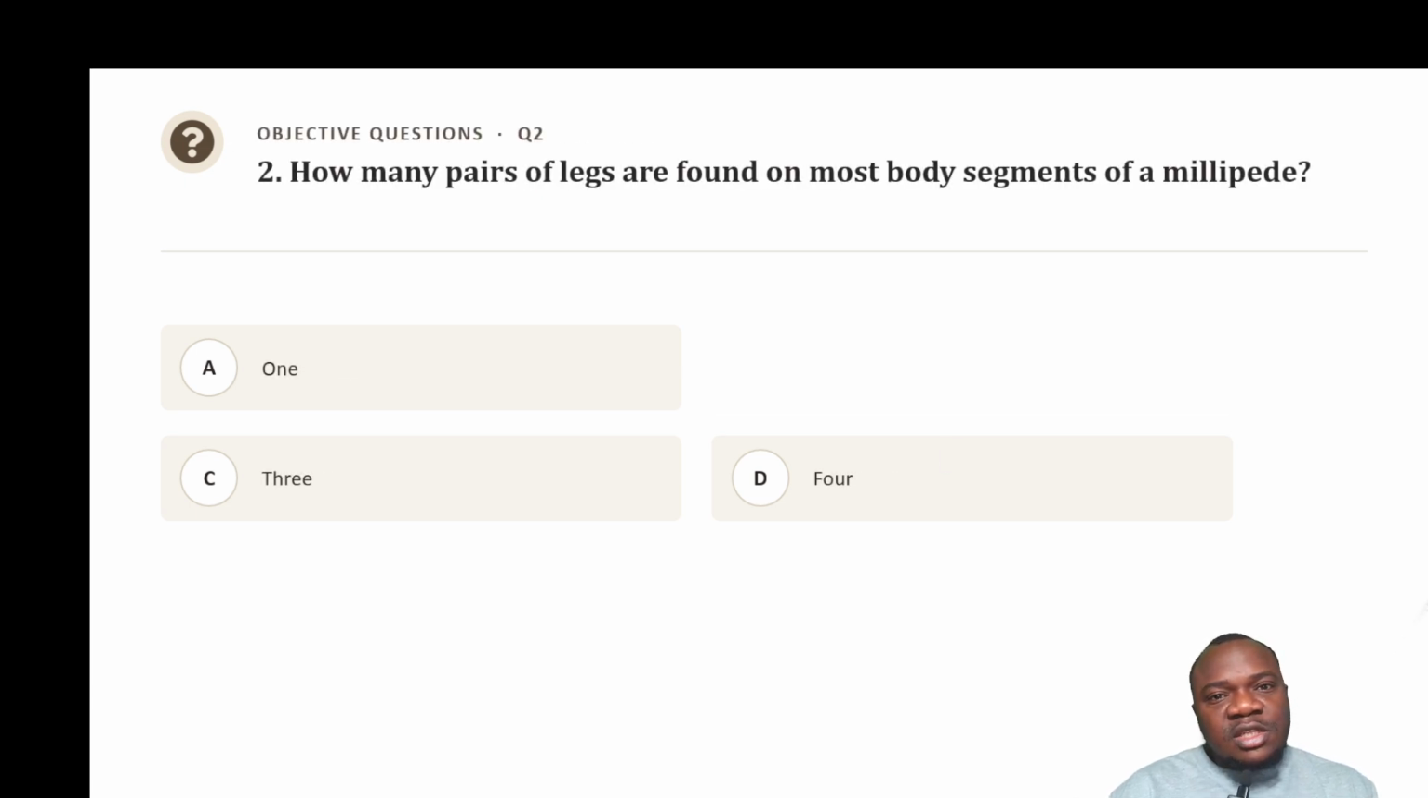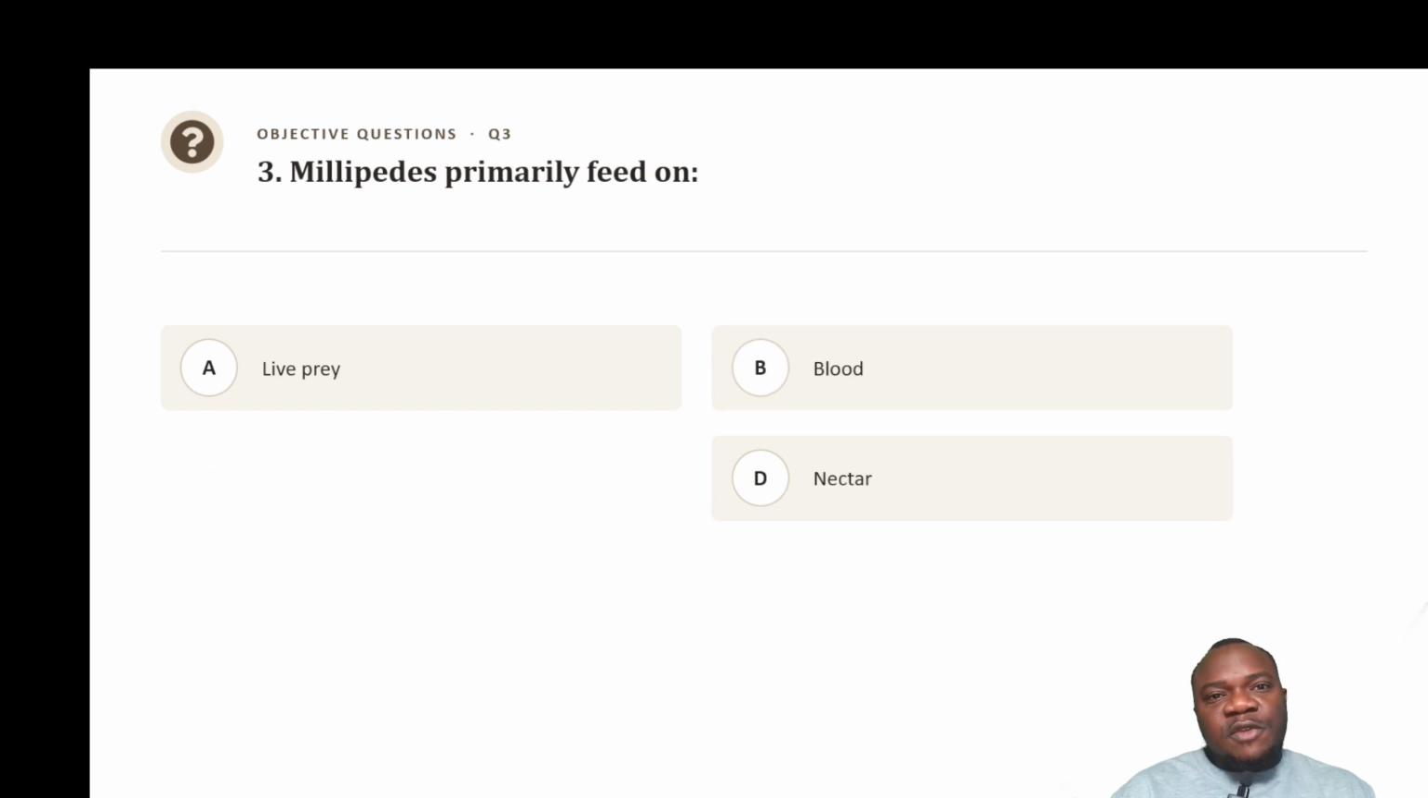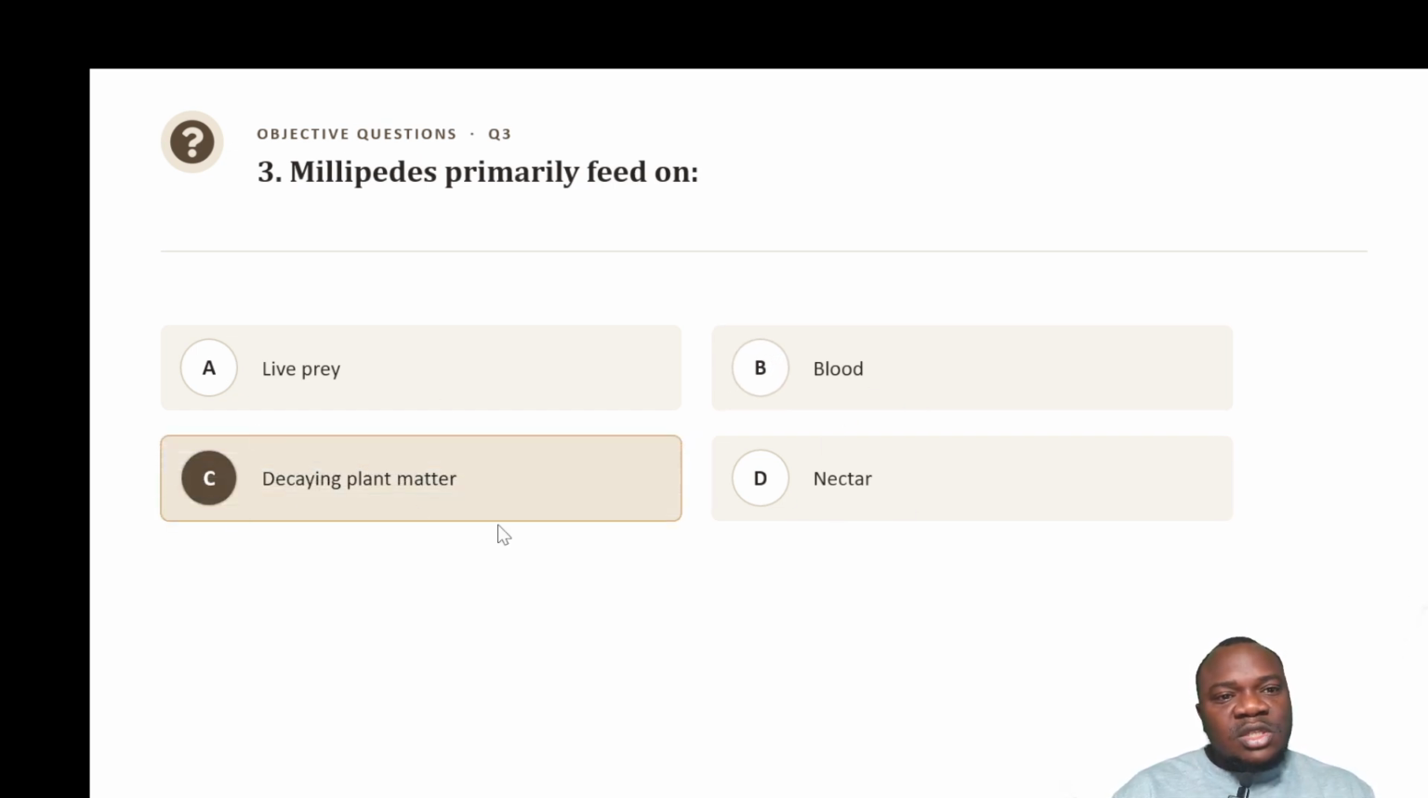How many pairs of legs are found on most body segments of a millipede? Theirs is two. Millipedes primarily feed on decaying plant matter. So this is just the information about millipedes. It's very important to know where they are found, the habitat, the kind of thing they feed on, their general characteristics, the class they belong to, and their economic importance. These are very clear pieces of information you need to know.